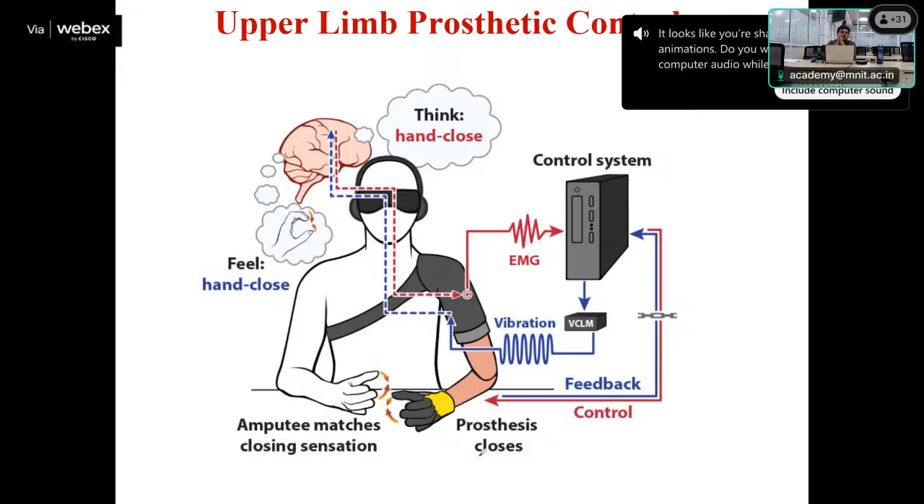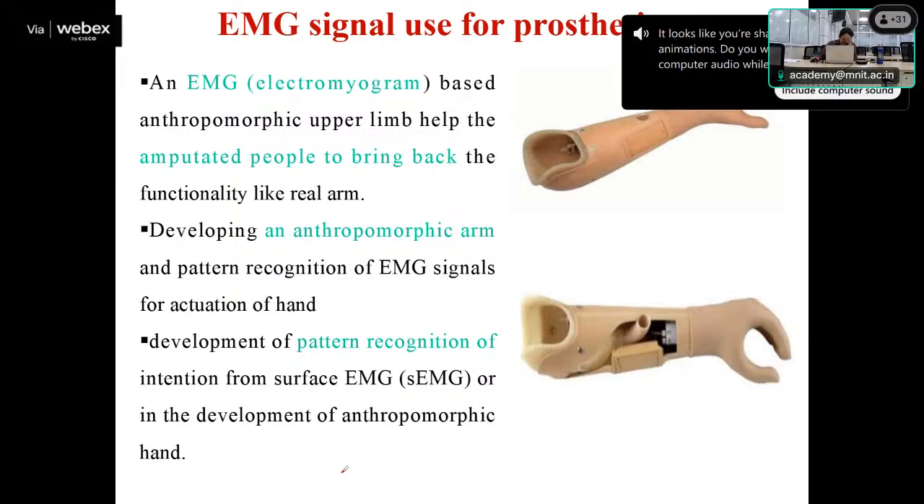EEG acquisition module is a little bit complicated and has a higher cost. But with EMG, you can simply place the electrodes and observe the signal very well. So we have used EMG-based prosthetic control here. We have developed it. EMG-based prosthetic control will help us get the functionality of a real arm in an upper limb amputation.